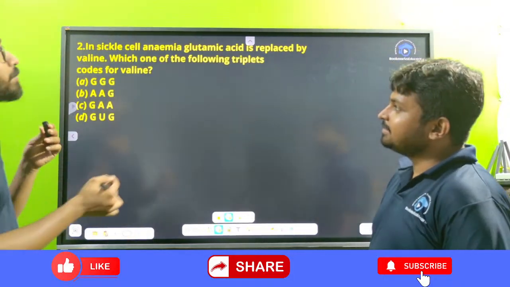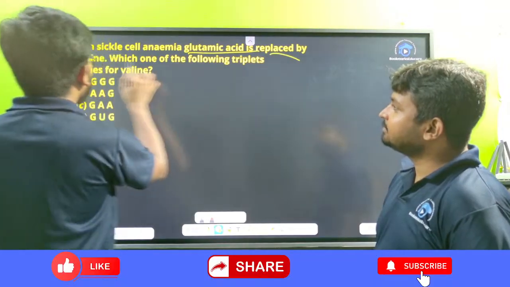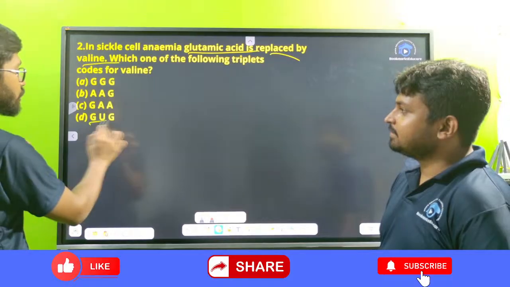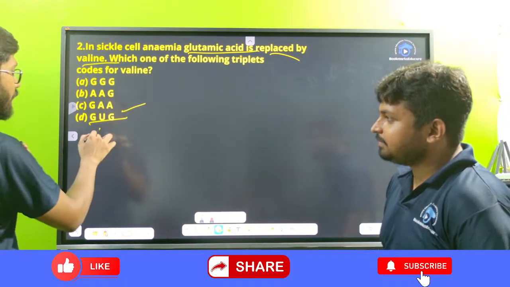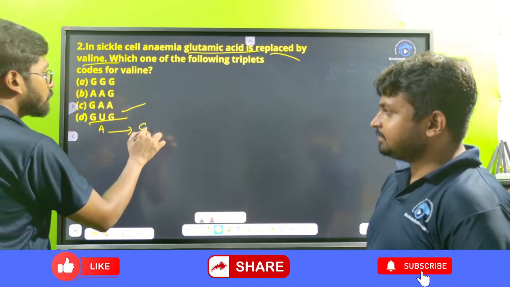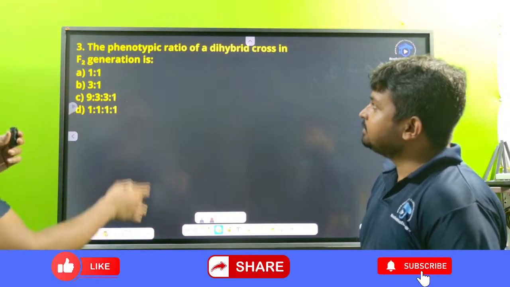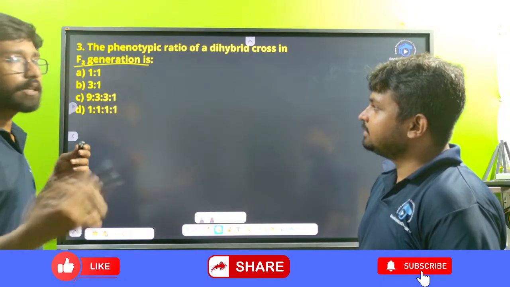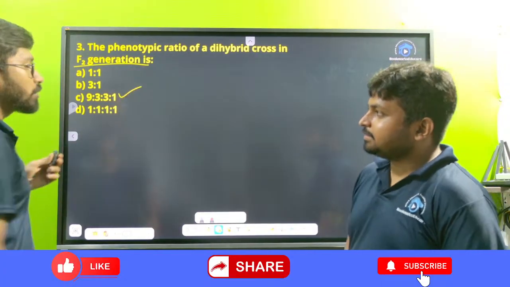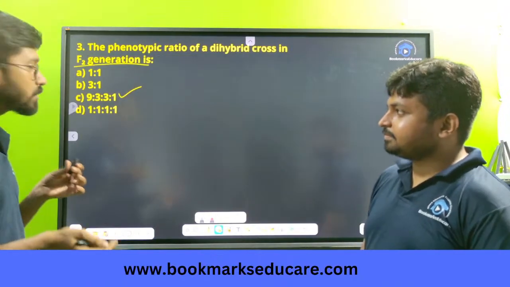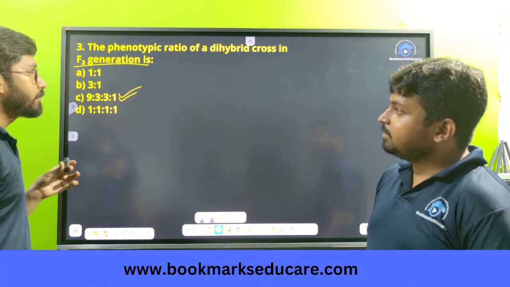In sickle cell anemia, glutamic acid is replaced by valine. Which codes for valine? I said you GUG. Okay, here if it were A, it would code for glutamic acid. Then phenotypic ratio of dihybrid cross in F2 generation, it will always be 9:3:3:1. We have done dihybrid cross, we know what happens. It will always be the phenotypic ratio.